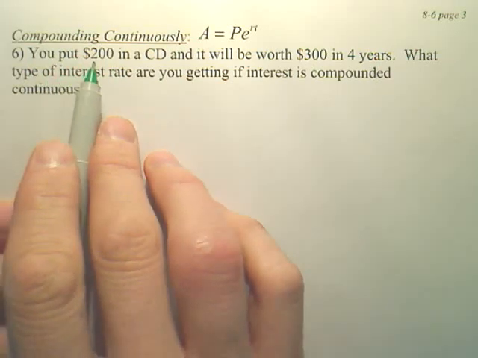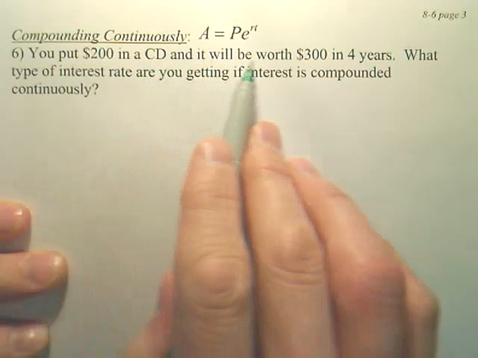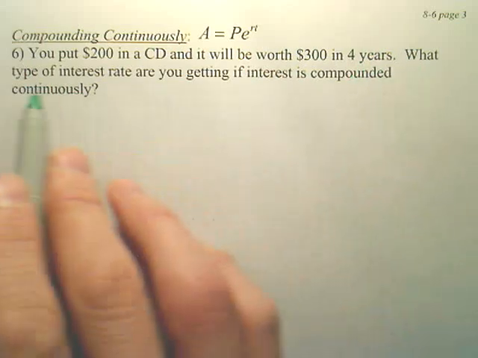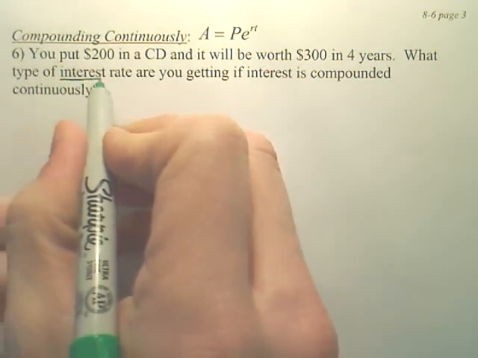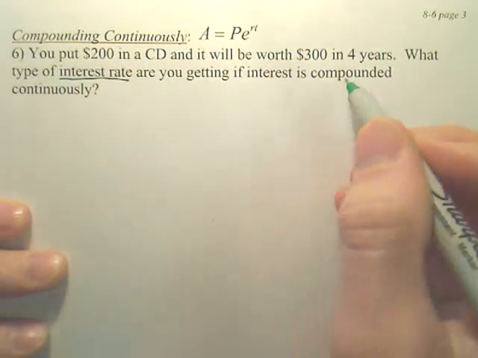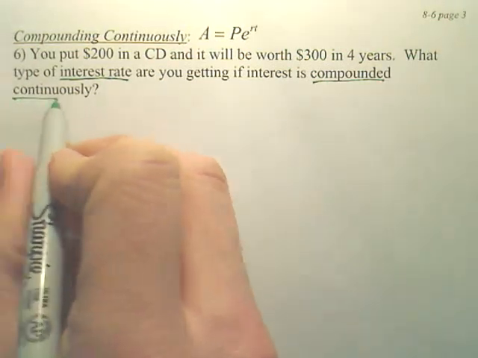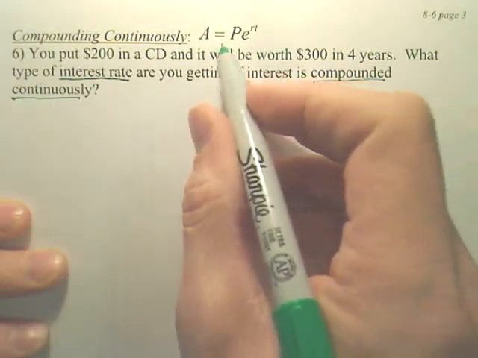If you have 200 bucks in a CD, and it'll be worth 300 bucks in 4 years, what type of interest rate are you getting if it's compounded continuously? This is the formula for compounding continuously.